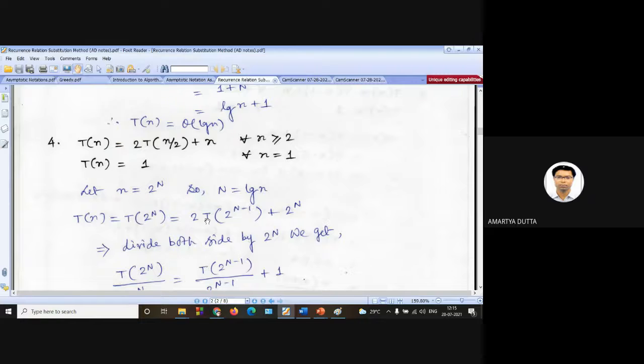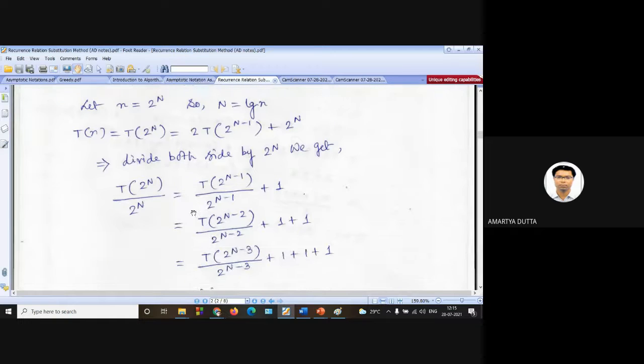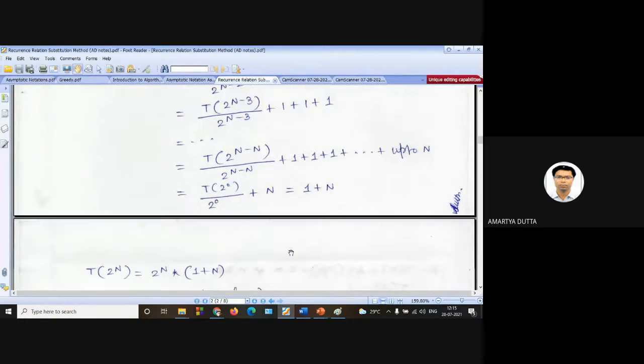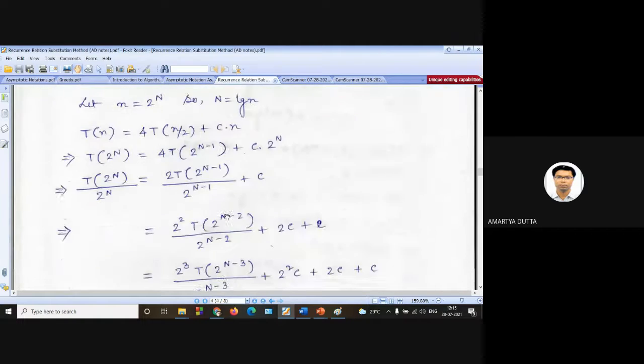So if we apply the substitution method in this format, this is very easy. I'm getting the complexity is n log n. N log n, okay? Now these are some other substitution method examples.